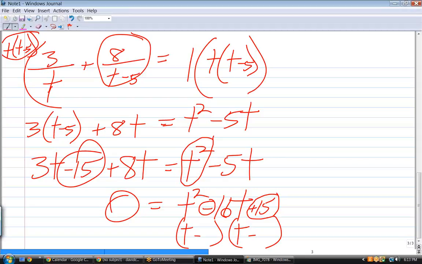And now I want what? Factors of 15 that add, because of that plus, to the number 16. Not to negative 16, to 16. Well, what are factors of 15 that add to 16? 15 and 1. So your two answers are t equals 15 and t equals 1.